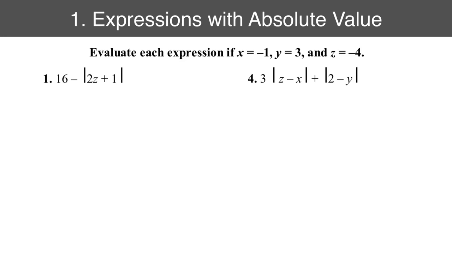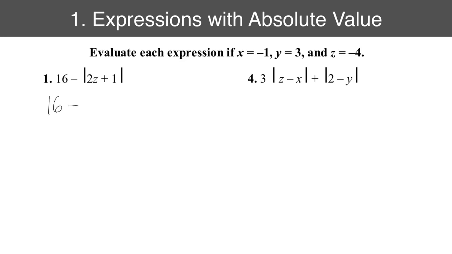So if you look right here on number 1, you have 16 minus the absolute value of 2z minus 1. So you have a z right here. Now we're not solving this equation. Well, we can't. There's not an equal sign. So we're not going to solve this. All we're going to do is take this z that we have, plug it in, and work it out. So let's go in and plug it in and see what happens.